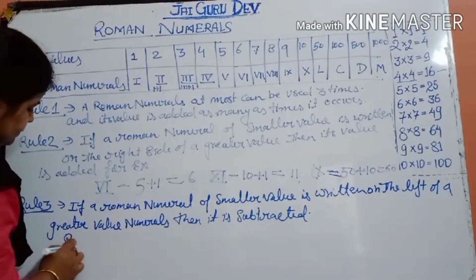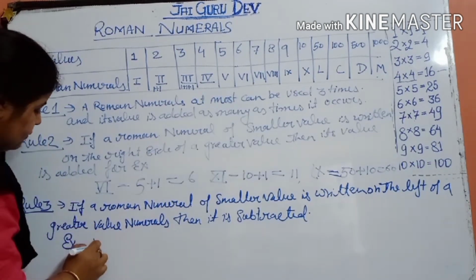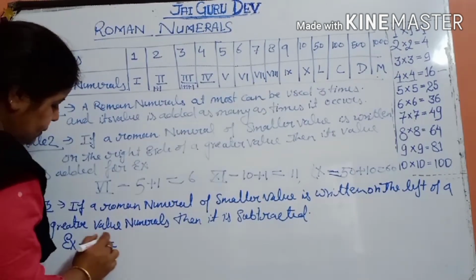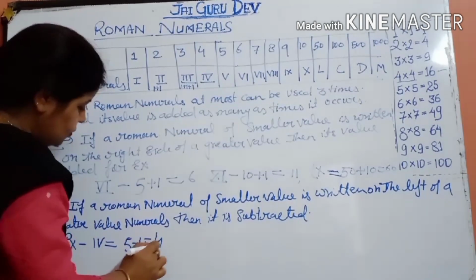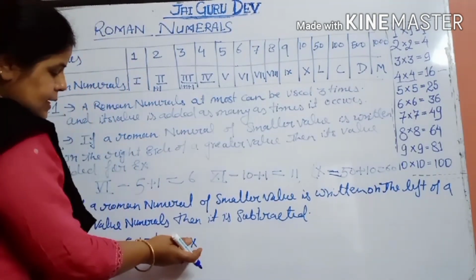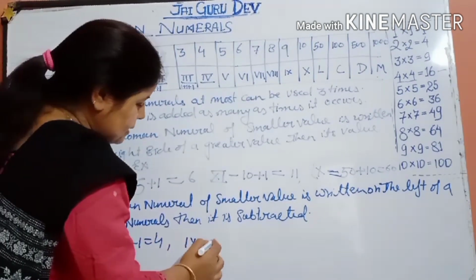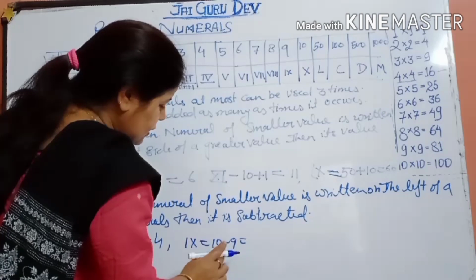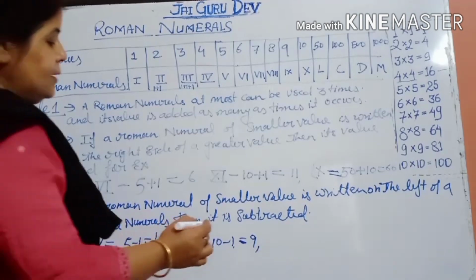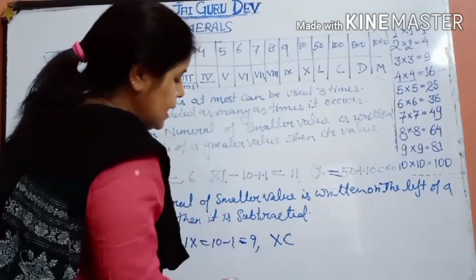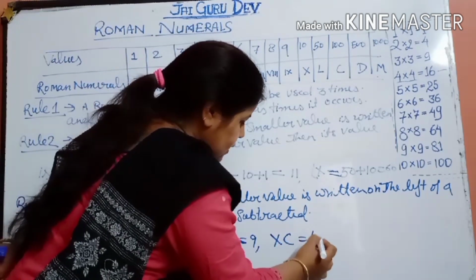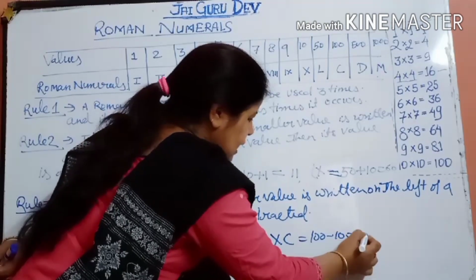For example, suppose we have IV. It is written on the left side of the greater value. What will you do? V means 5. 5 minus 1 it will become 4. Further we can see IX. Here on the right-hand side X is there, on the left-hand side a smaller value numeral is there. It means 10 minus 1, it will become 9. Furthermore, an example we can see is XC. X means 10 and C means 100. It will become 100 minus 10 is equal to 90, and many more examples.